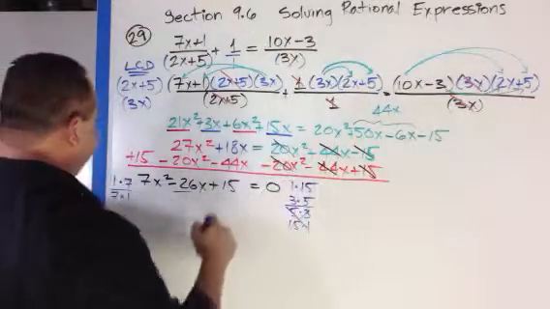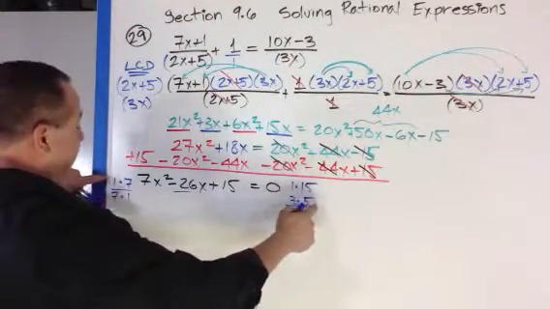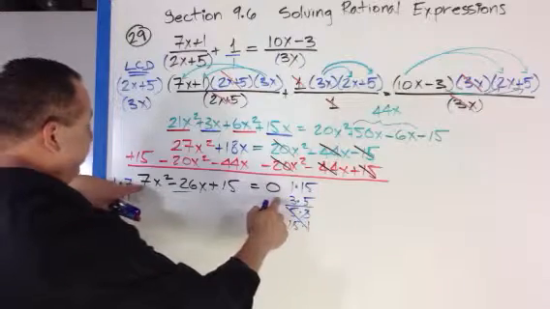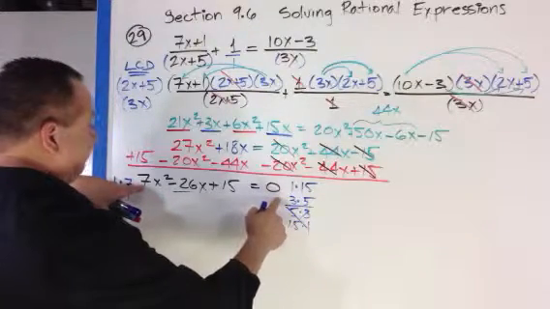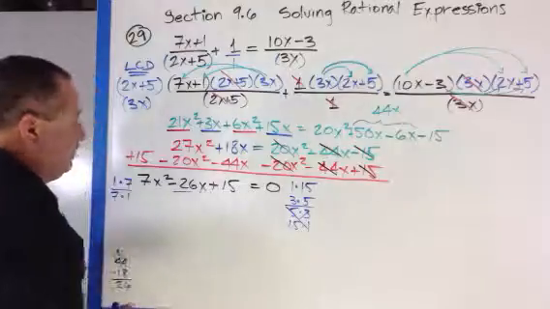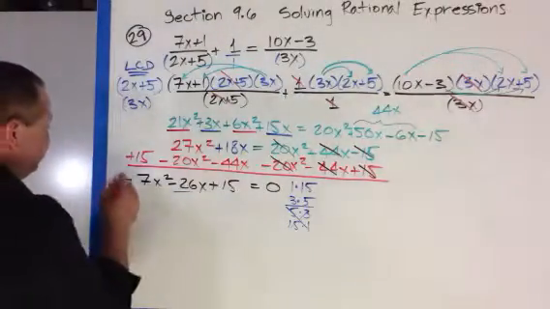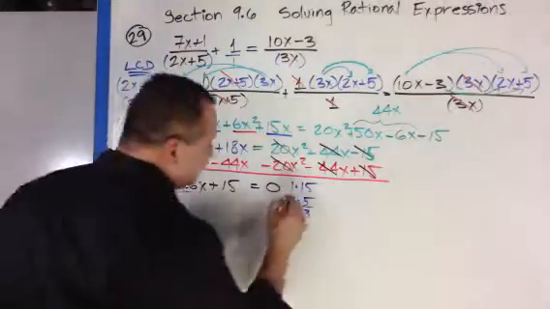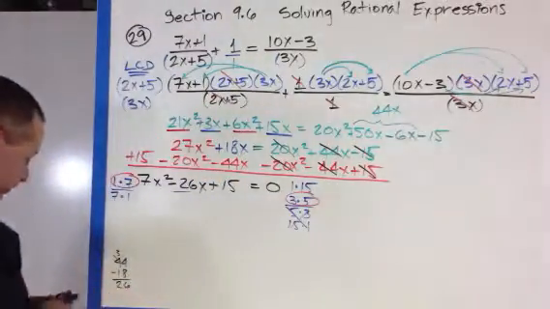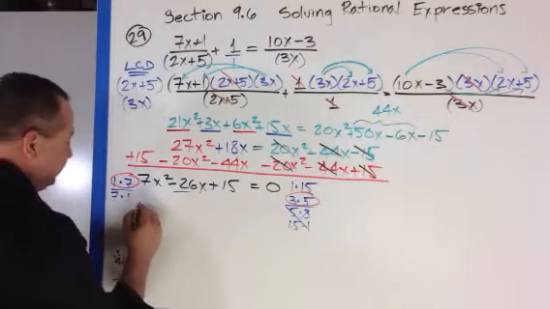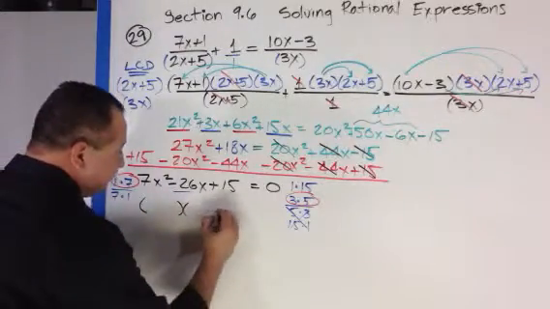I'm looking for a negative 26. 15 and 7. That won't do it. How about 5 and 21? 5 and 21, that'll give me the 26, won't it? Because 5 plus 21 will give me 26. It looks like we found our factors. So I'm going to go ahead and put our little factors here, our little parentheses.